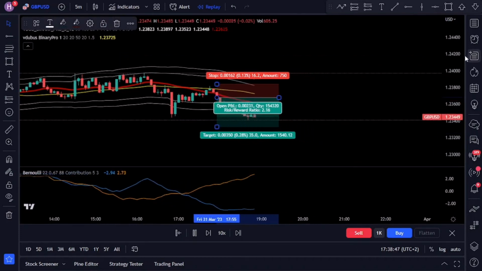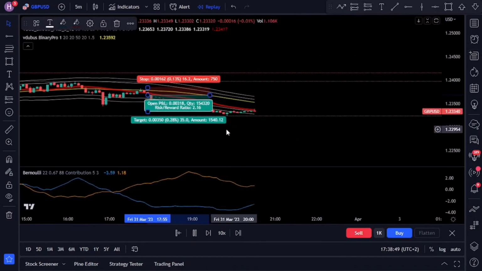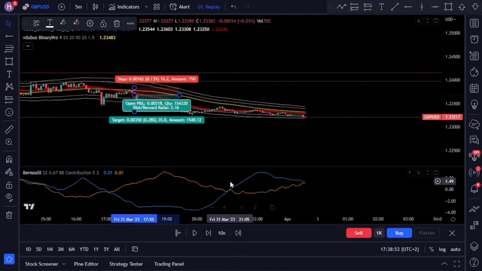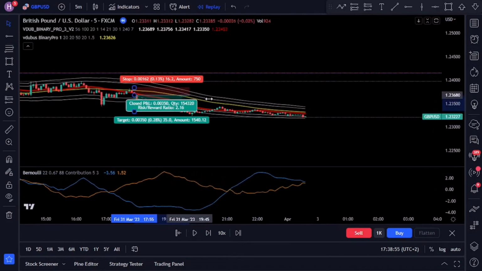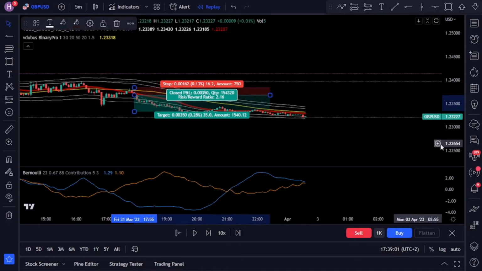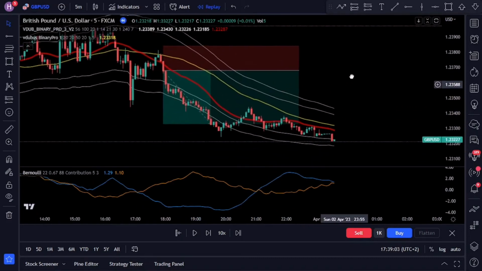Alternatively, we can wait until the lines of the Benelli indicator cross each other or when the market price crosses the yellow line. If any one of these two conditions hit the market, it's time to book our profit and close the trade. Overall, the strategy has been proven to be very profitable, and it's definitely worth considering for your trading.